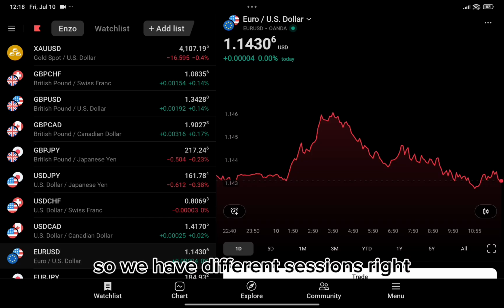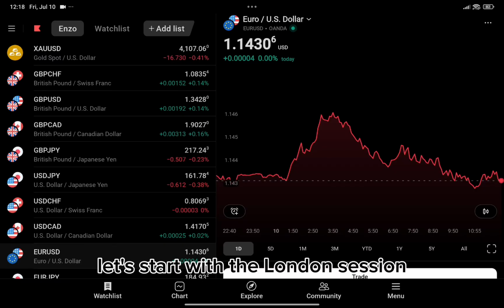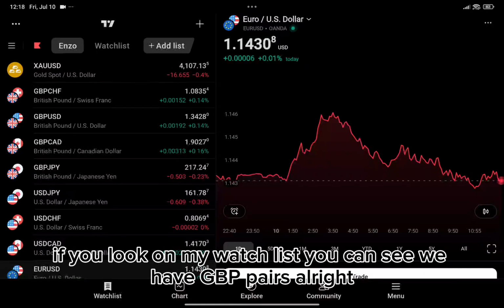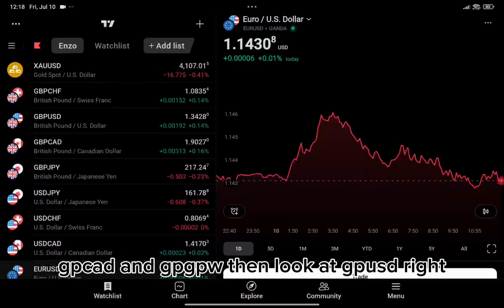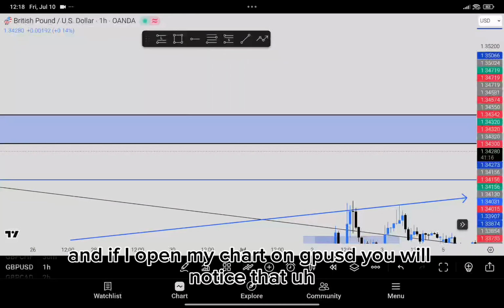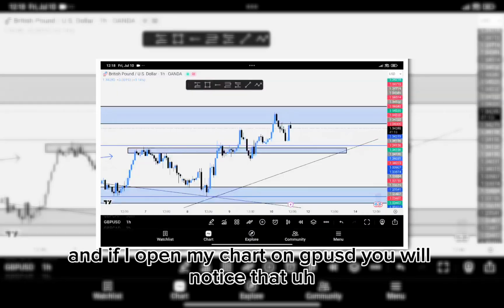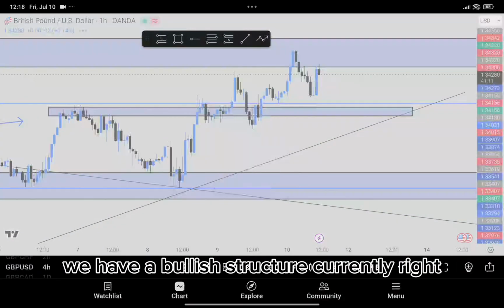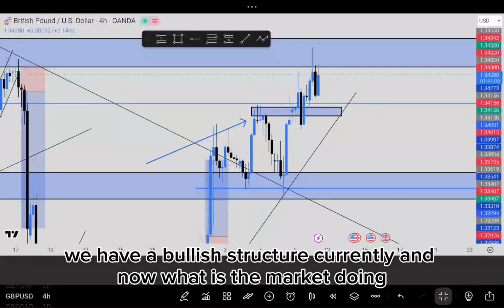We have different sessions. Let's start with the London session. If you look on my watch list, you can see we have GBP pairs: GBPCHF, GBPUSD, GBPCAD, and GBPJPY. Look at GBPUSD. If I open my chart on GBPUSD, you will notice that we currently have a bullish structure.